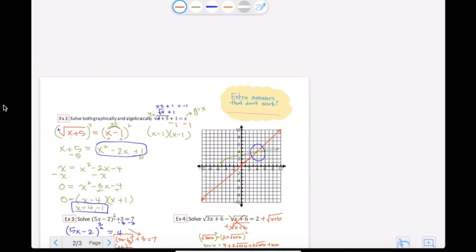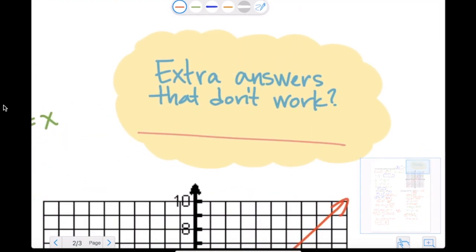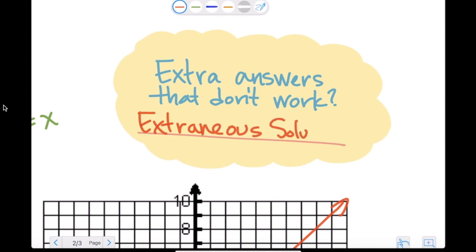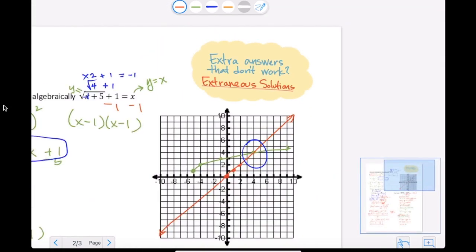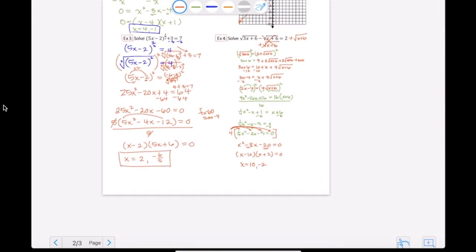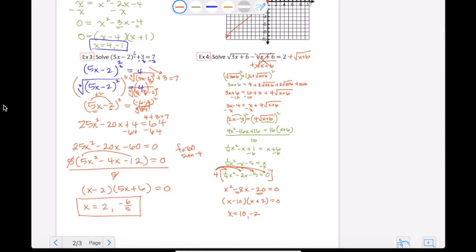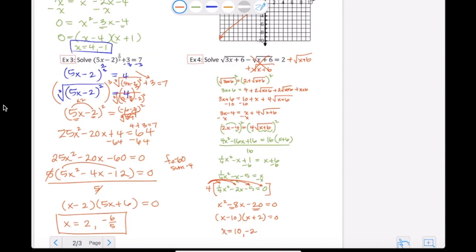Let me go back up to the top of this page. There's a name for those extra solutions that don't work, and they're called extraneous solutions. So just a good vocabulary word to know. So let's figure out which solution is the extraneous solution. I think you could probably look at this and see that it's going to be the bigger one or the positive one. But just to make sure, go back into your original equations.